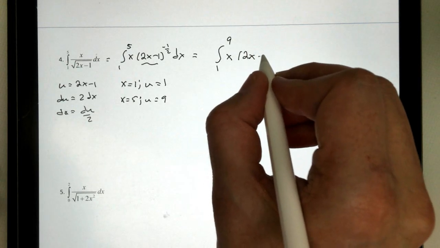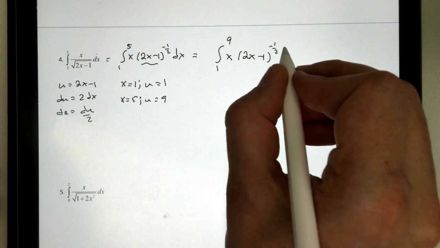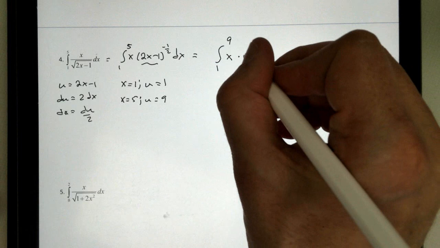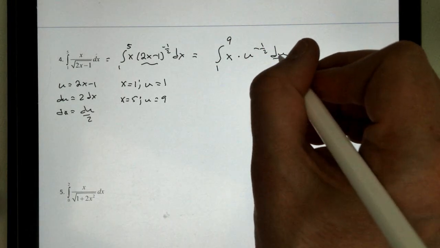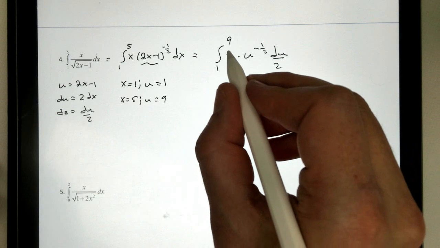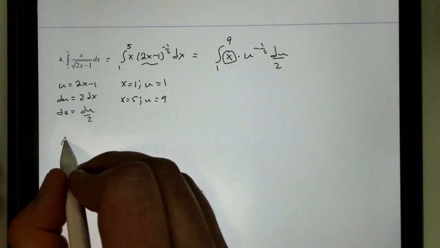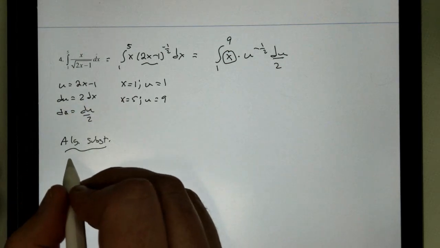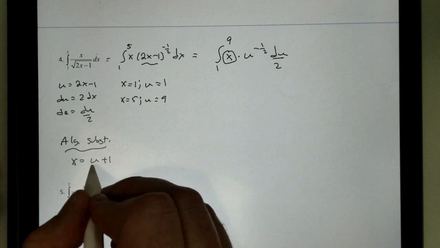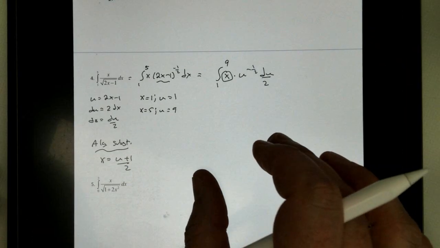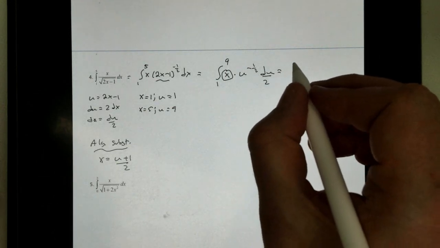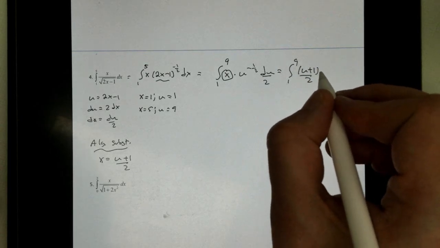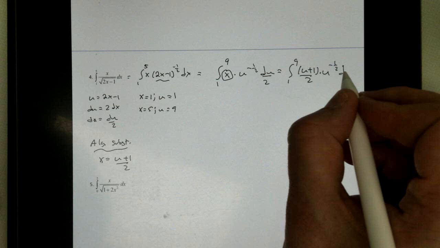We get 2x minus 1 to the negative a half. Whoops, sorry, we replaced that. That's definitely a problem right there. We replaced that one. This becomes u to the negative a half du over 2. Notice the x doesn't cancel. We have to use our algebraic substitution here, and we can solve up here. We can say x is equal to u plus 1 over 2. That escalated quickly. So if we write this 1 over 9, I can write this as u plus 1 over 2, u to the negative a half, du over 2.